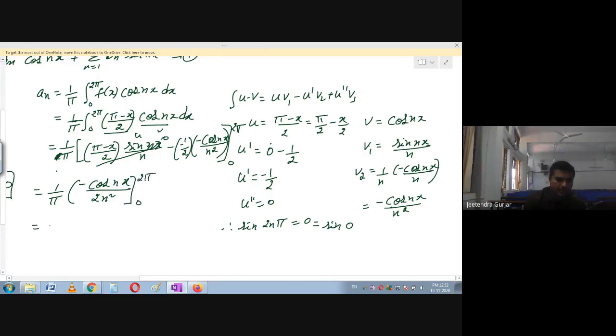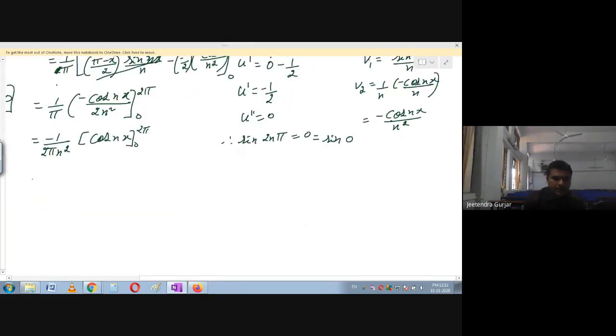Now, whatever constant terms are there, I will take outside, so I will get here minus 1 upon 2 pi n square outside. What is remaining is cos nx, from 0 to 2 pi, as it is. Now substitute here, friends. So this is equal to minus 1 upon 2 pi n square.